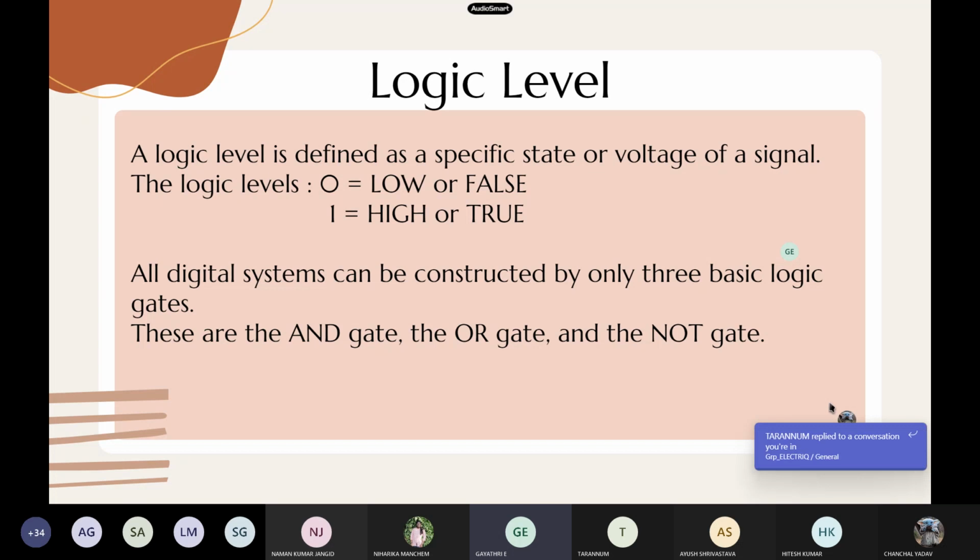So all these systems can be constructed only using 3 basic gates, and these are the AND, OR, and the NOT gate. We'll see a few other logic gates also in this section, but in the end, all those are also combinations of these 3 basic gates.